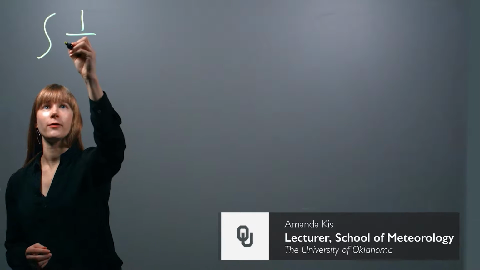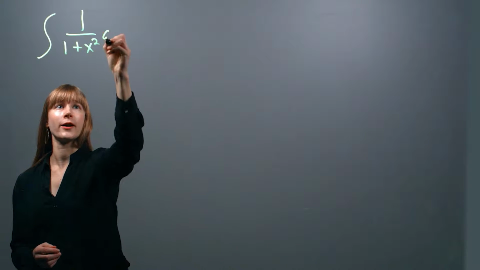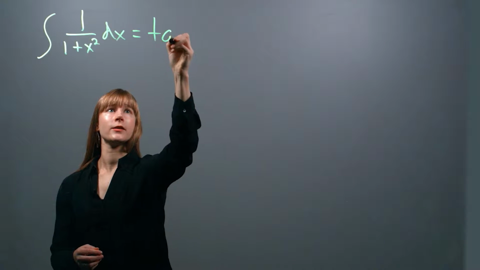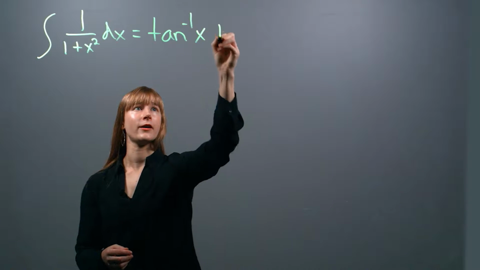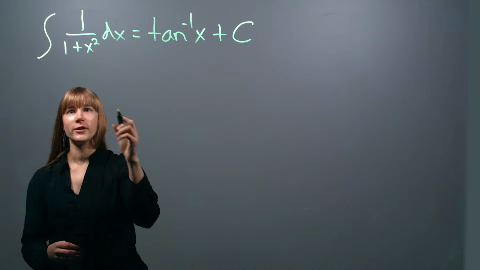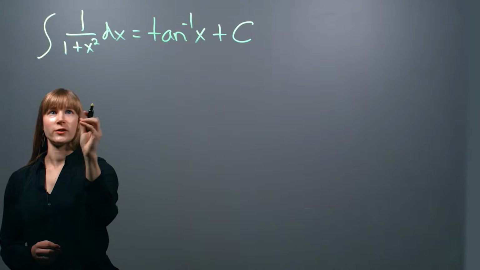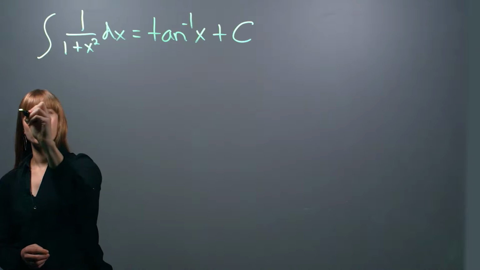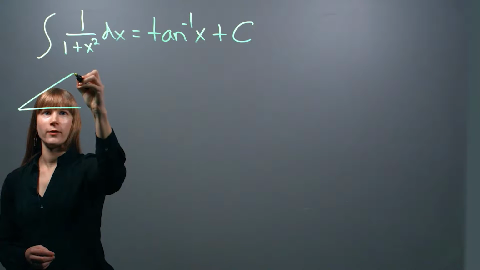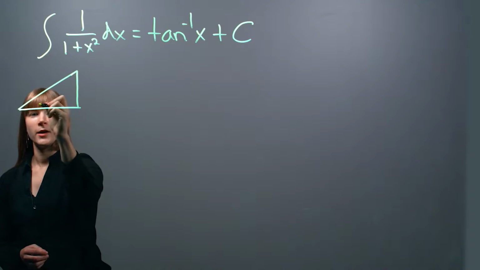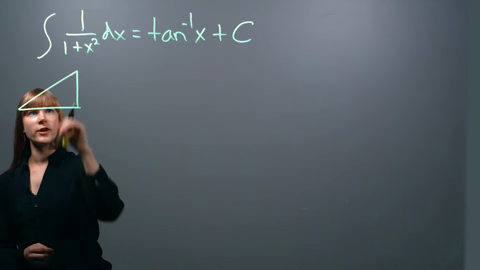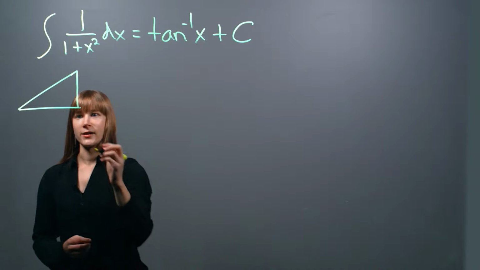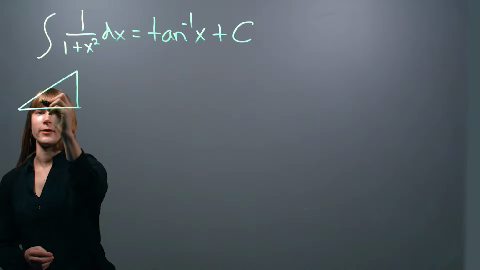All right, we're going to prove that the integral of 1 over 1 plus x squared is the inverse tan of x. So we're going to use trig substitution to do this. When we see an integral, sometimes we can relate it to the Pythagorean theorem in a right triangle. So we're going to try to relate this 1 plus x squared to the Pythagorean theorem.